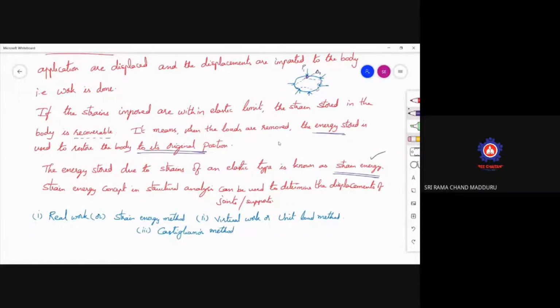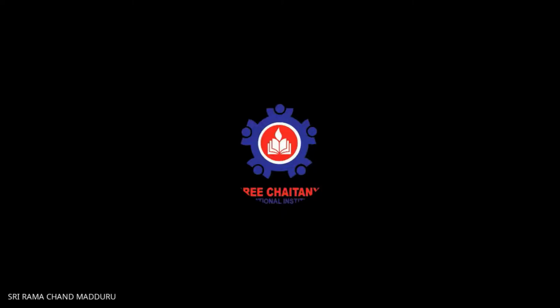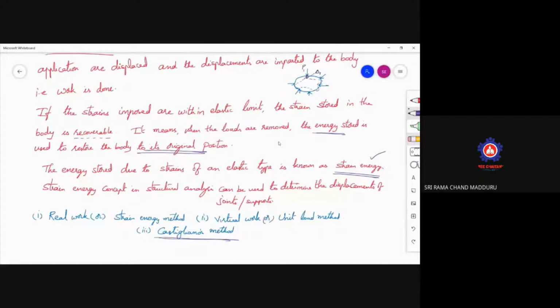In our structural analysis, we are using this concept to determine the displacement of the joints or the supports in pin-jointed frames as well as rigid jointed frames. So this strain energy concept is being used in three methods, and the third one is Castigliano's.